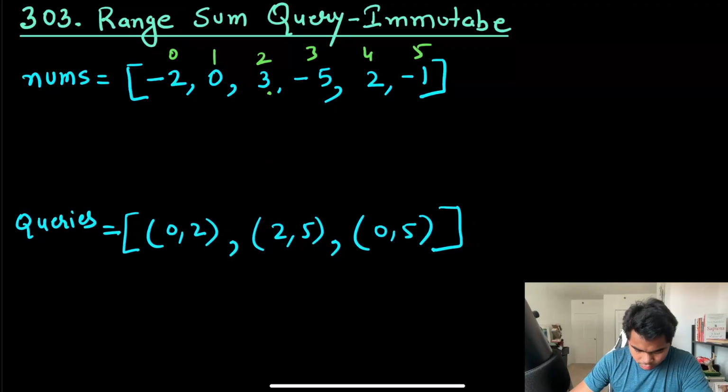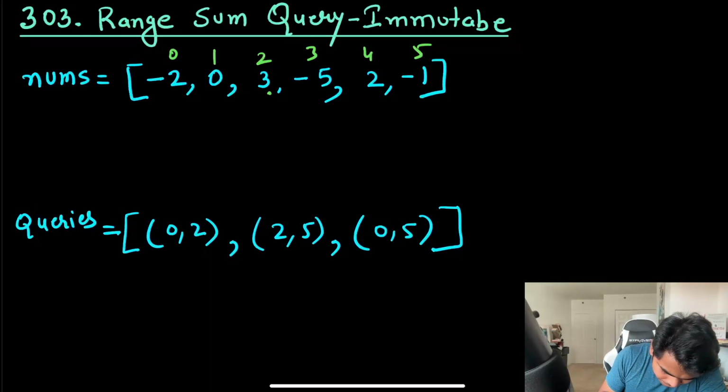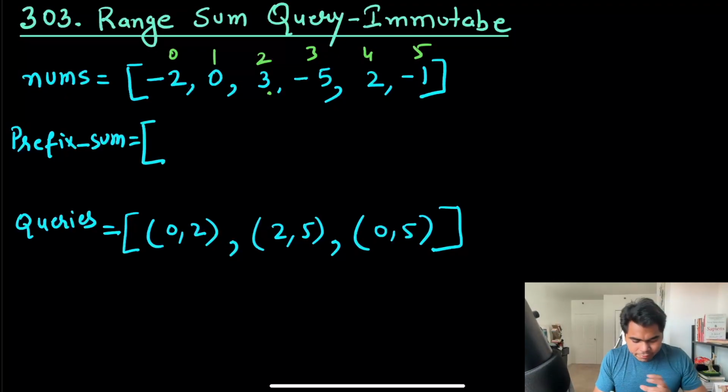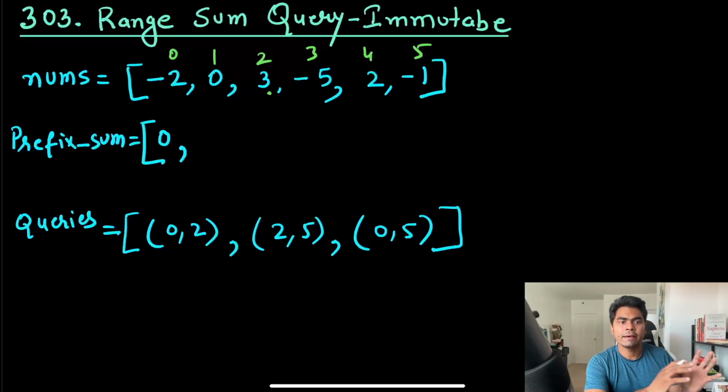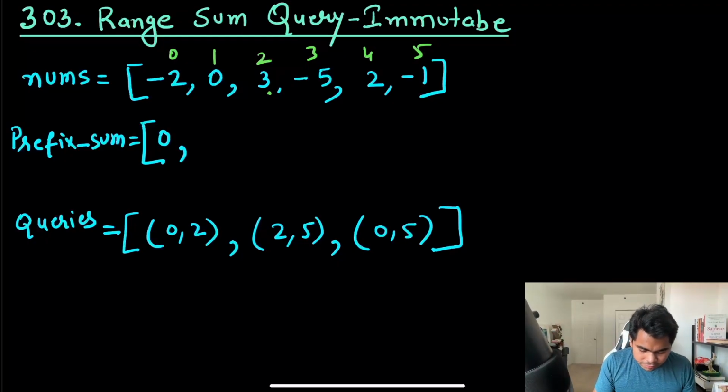So let's move on. Let's calculate this prefix sum. Initially I will just have 0, because I have not seen anything, so I will have 0 in the first index. This prefix sum is going to have a length 1 more than the length of nums, because we are including 0 as well, and you'll realize why I'm doing that.